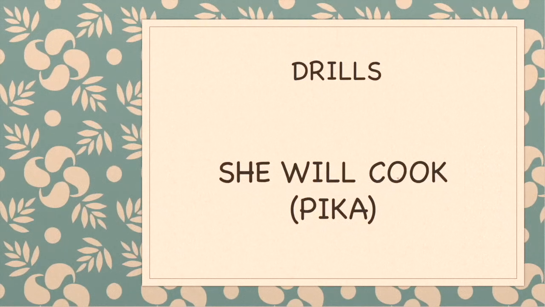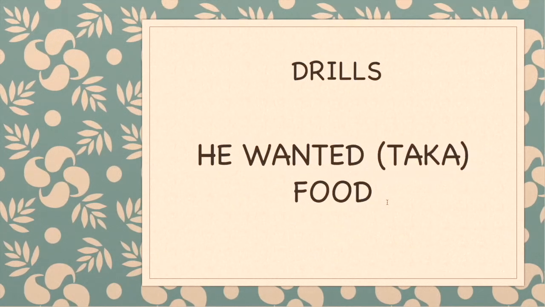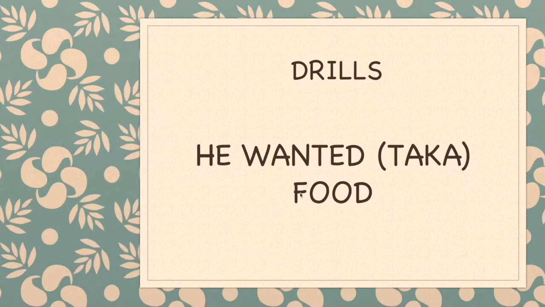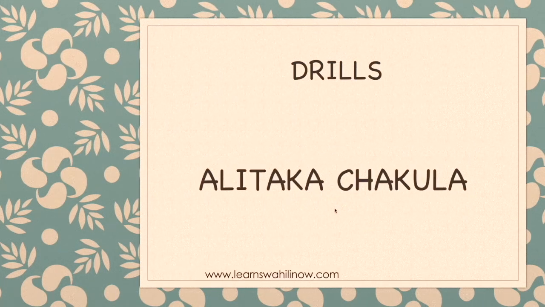She will cook. The word for cook is pika. Atapika. Did you get it? He wanted food. The word for want is taka. So the wanted here shows you it's in the past tense. Alitaka chakula. A, subject prefix, li, past tense. Taka is the verb.